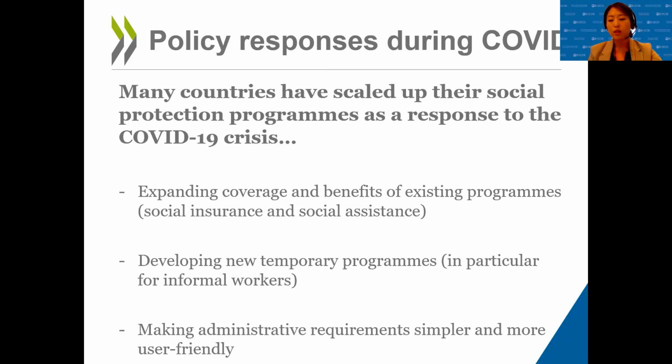Having said that, during COVID, many countries supported the most vulnerable as quickly as possible through social protection measures. Broadly speaking, these measures came in three ways. So first, expanding coverage and benefits of existing programs, both social insurance and social assistance. Second, developing new temporary programs, in particular for informal workers. And then lastly, making administrative requirements simpler and more user-friendly.